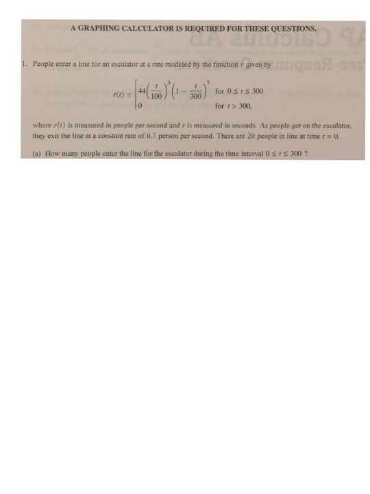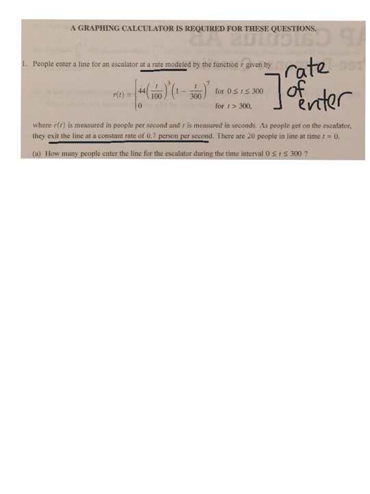Okay, so what they're giving you here is that people enter a line for an escalator at a rate modeled by this. You do need to understand that this represents a rate, the rate of entering the escalator, so getting on the escalator. Then if you read underneath, it says as people get on the escalator, they exit the line at this rate. So we call this an in and out problem. This is the rate of entry in, and this is the rate of out, or coming off the escalator.